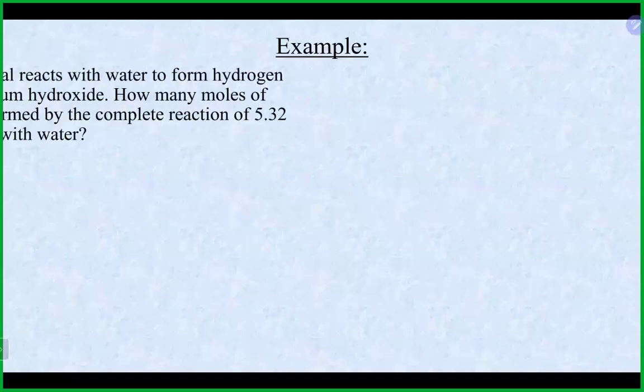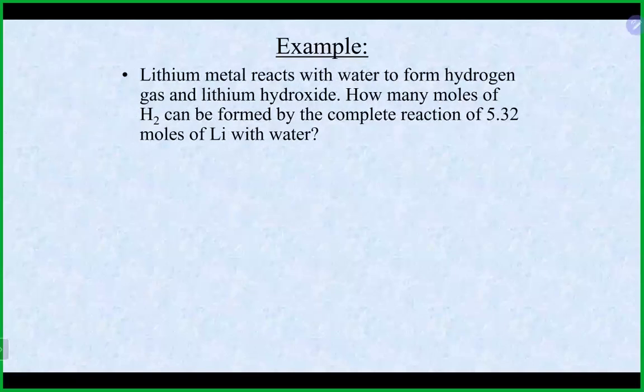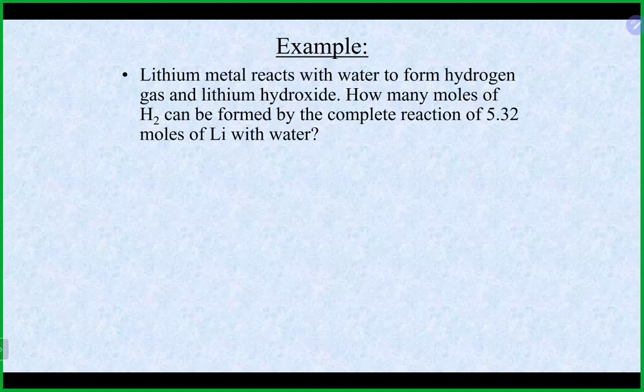So let's take a look at one here, and let's look at this one together and go through those steps. Lithium metal reacts with water to form hydrogen gas and lithium hydroxide. We want to know how many moles of hydrogen can be formed by the complete reaction of 5.32 moles of lithium with water. So the first step is, in this case, we are not given the equation, so we do need to write the equation.